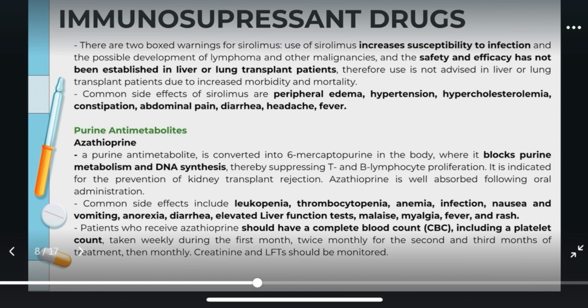The common side effects include leukopenia, thrombocytopenia, anemia, infection, nausea and vomiting, anorexia, diarrhea, elevated liver function tests, malaise, myalgia, fever, and rash. Patients who receive azathioprine should have a complete blood count or CBC, including a platelet count, taken weekly during the first month, twice monthly for the second and third months of treatment, then monthly. Creatinine and LFTs should be monitored.